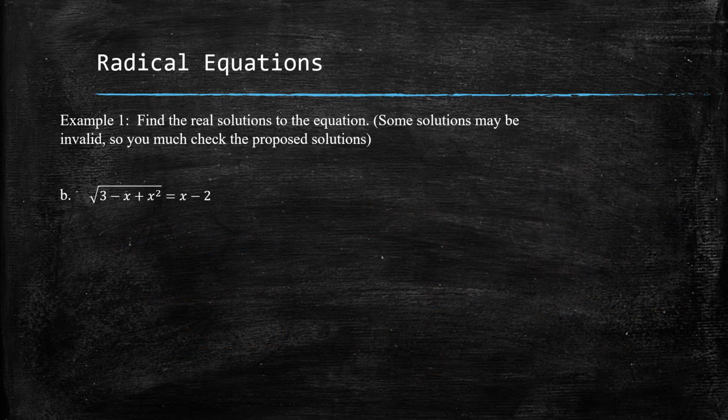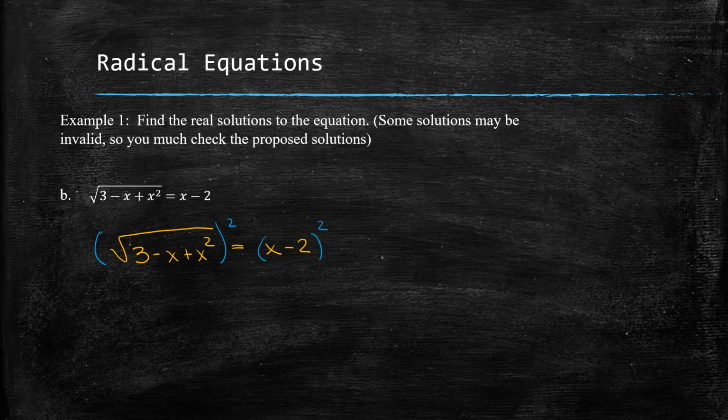Part B. On this problem, the radical is already isolated. I have the square root of 3 minus x plus x squared by itself under the radical on the left-hand side of the equation. This is equal to x minus 2. So I'm ready to square both sides of the equation since the radical is by itself.